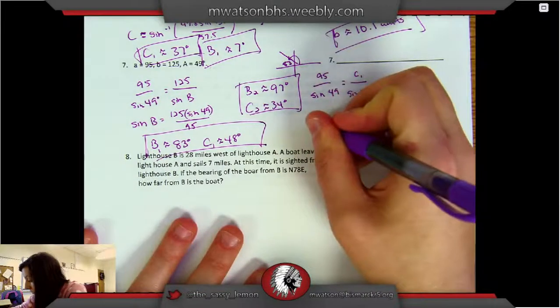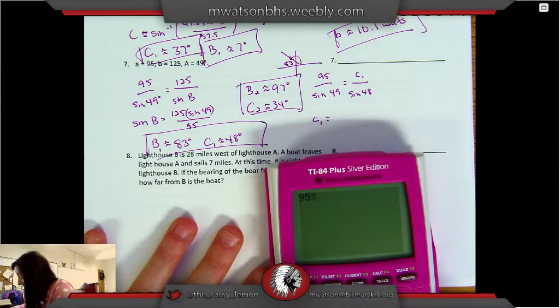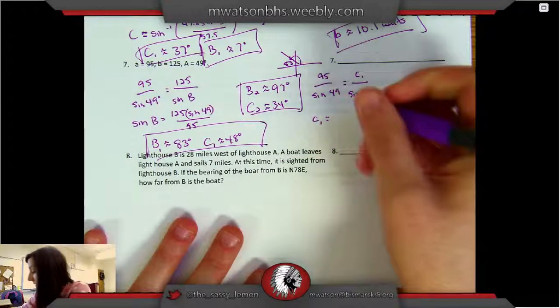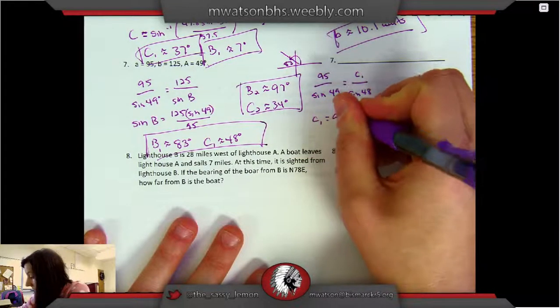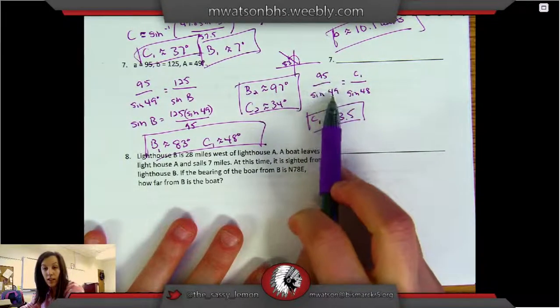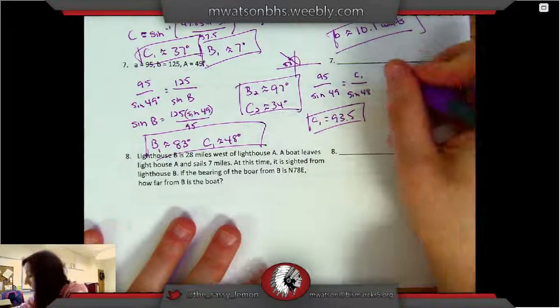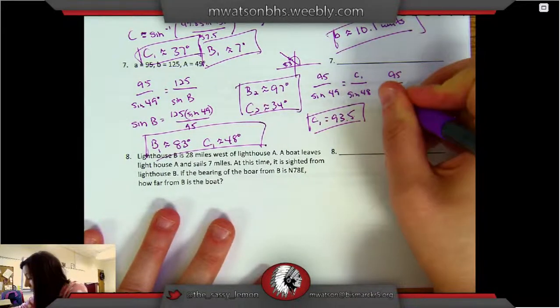We're going to cross multiply and divide. 95 sine of 48 divided by sine of 49, and we get 93.5, which makes sense because it should be really close to this side length, because look at how close these angles are to one another. So this makes sense. Now let's go ahead and do our c sub 2.